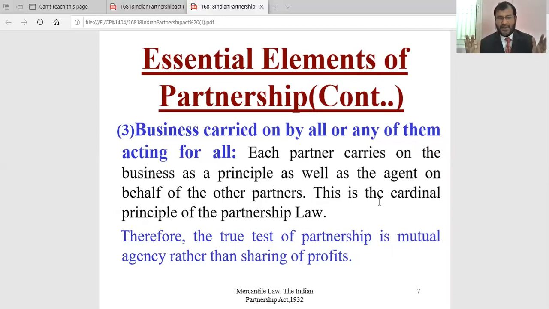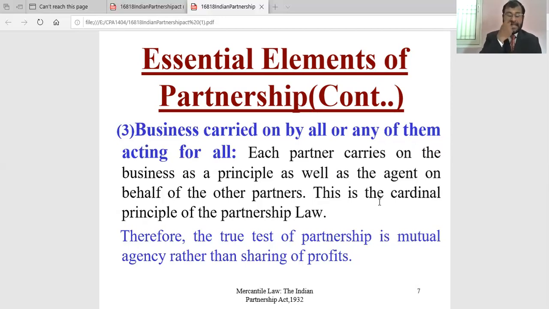Understood? Okay. Third, business carried on by all or any of them acting for all. Each partner carries on the business as a principal as well as an agent on behalf of the other partners. This is a cardinal principle of the Partnership Act. Therefore, the true test of partnership is mutual agency rather than sharing of profits.